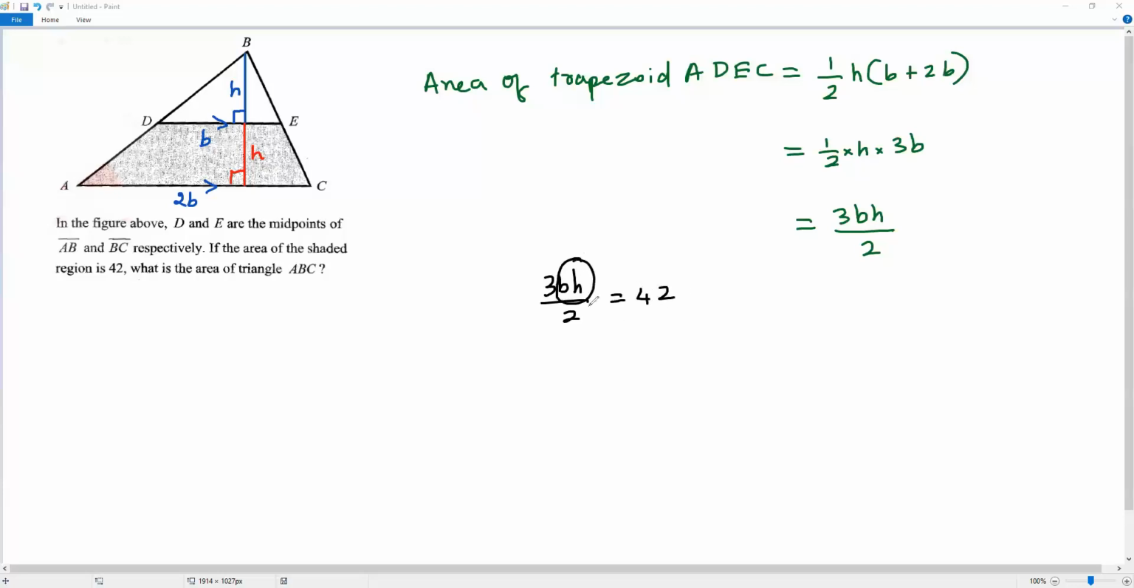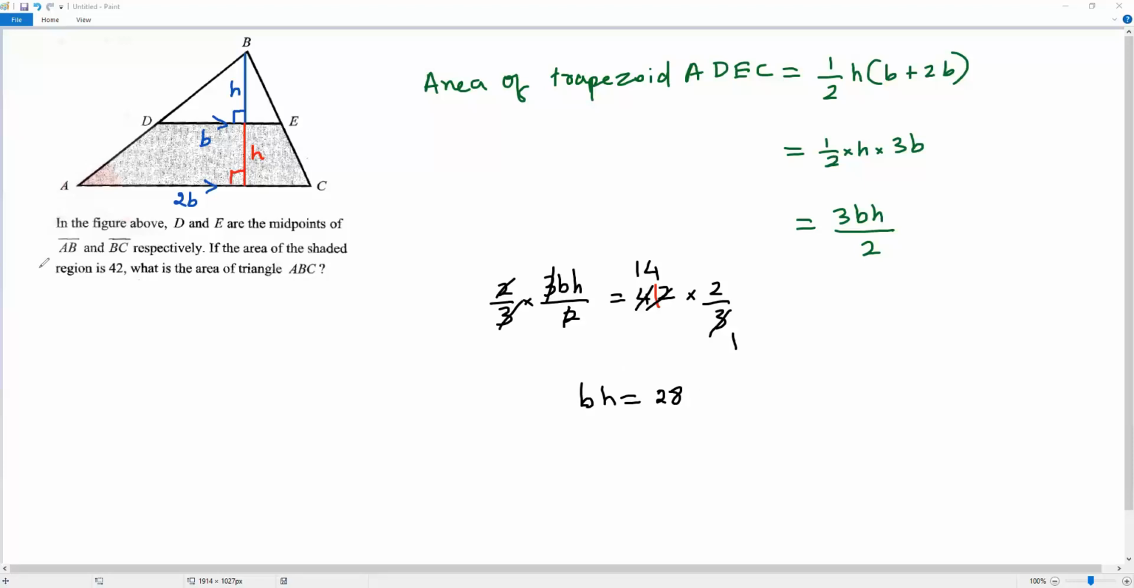Okay, let's solve for b times h. For that, I need to multiply both sides by 2 over 3. So this 2 will cancel, 3 will cancel. I get bh equals 3 goes into 4 once, and I have 1 left over. So I can take that 1 along with the next digit 2, so it becomes 12. 3 goes into 12 4 times. So 2 times 14 is 28. So the product of b and h is 28.